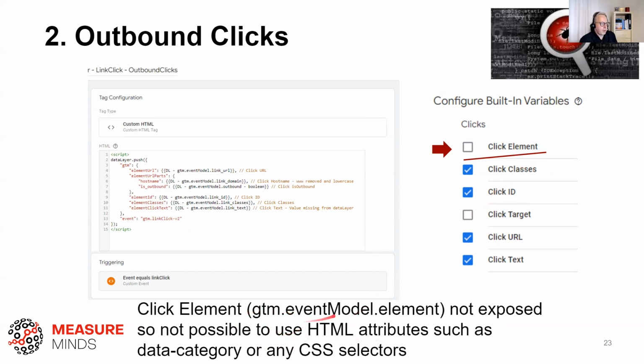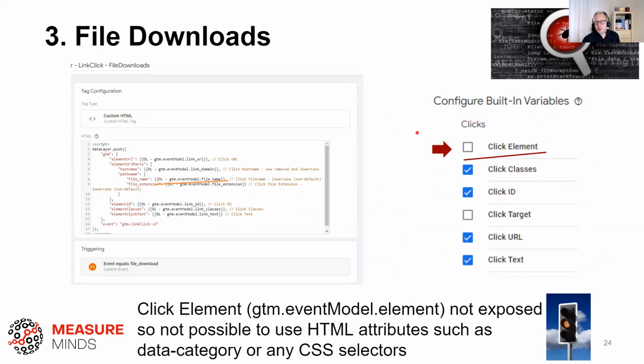Furthermore, it's the element mode.element. That's the value that's not exposed, rather annoyingly. So that one's kind of an amber, really. It's not really great, but at least I can get most of what I need apart from this click selector. File download is very similar, although there's some slight nuances with the file name. Technically, it should have a / which it doesn't.